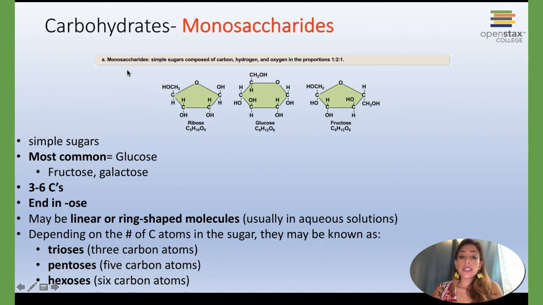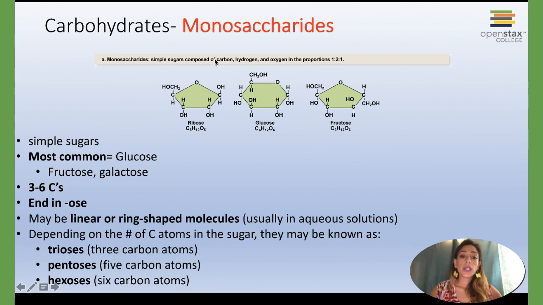Here are the monosaccharides all to themselves. Once again, ribose is a monosaccharide that we're going to get into because it is a very important part of nucleic acids, specifically RNA. Most common, and you do have to know this, the most common monosaccharide is glucose. The other two you're going to have to know are fructose and galactose. They are known as simple sugars. Remember the other simple sugar? There are two simple sugars: monosaccharide and disaccharide.